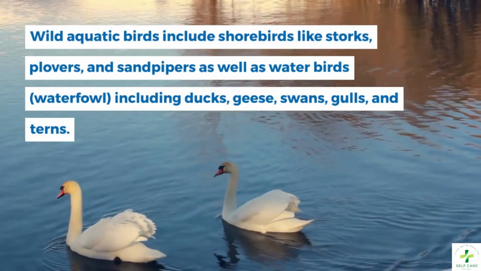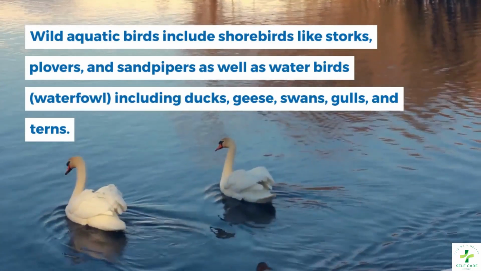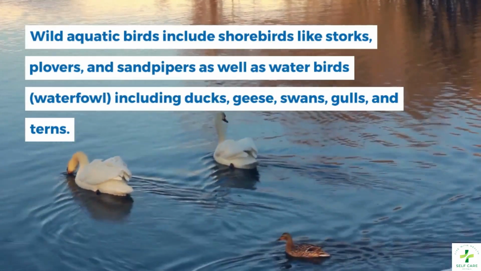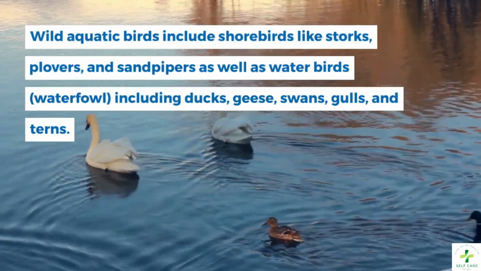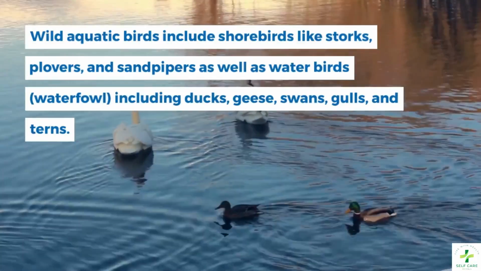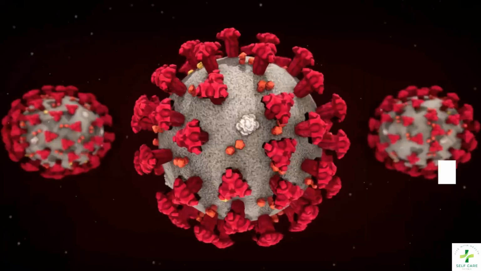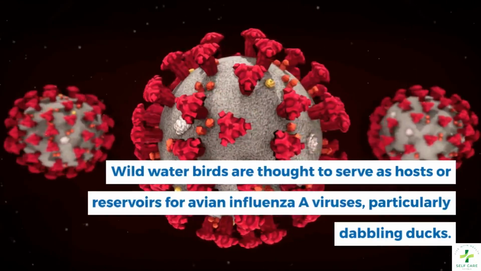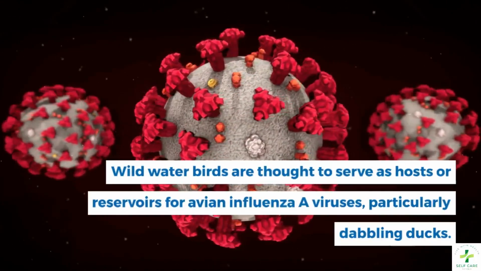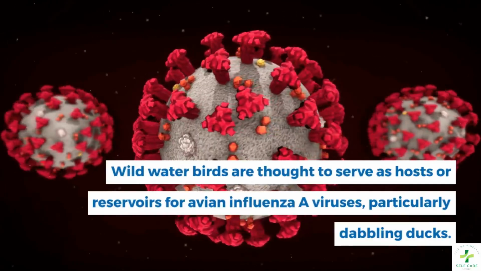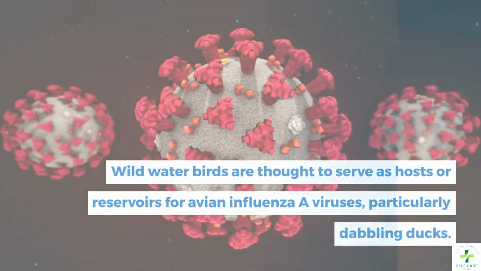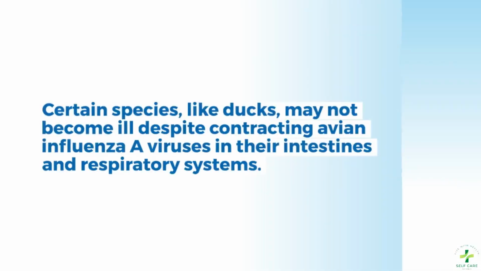Wild aquatic birds include shorebirds like storks, plovers, and sandpipers, as well as water birds including ducks, geese, swans, gulls, and terns. Wild water birds are thought to serve as hosts or reservoirs for avian influenza A viruses, particularly dabbling ducks. Certain species, like ducks, may not become ill, despite contracting avian influenza A viruses in their intestines and respiratory systems.